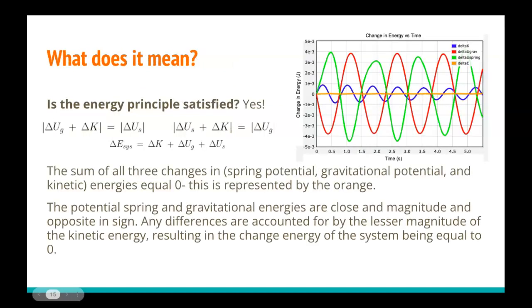For the first question of what does it mean, is the energy principle satisfied? The answer to this is yes. The sum of all 3 changes in spring potential, gravitational potential, and kinetic energy equals 0, and this is represented by the orange line in the graph.